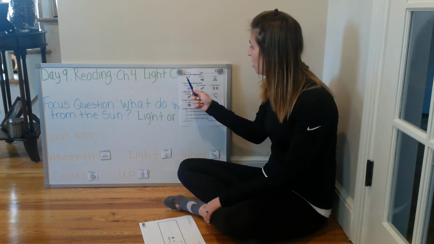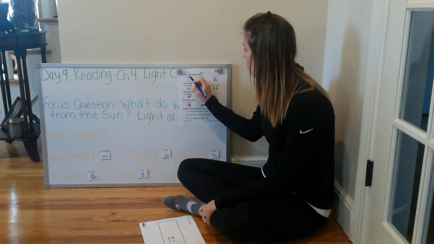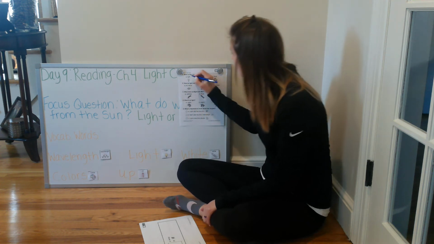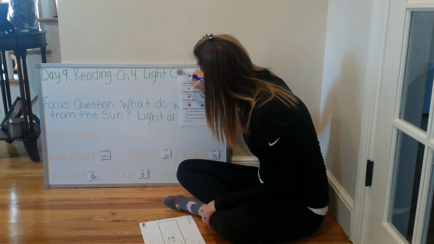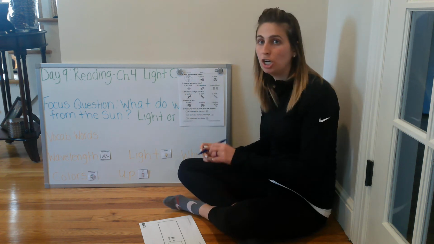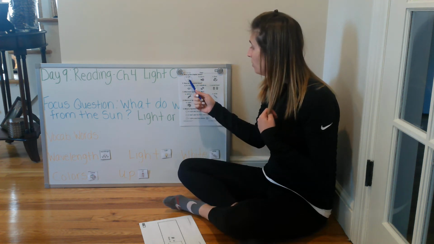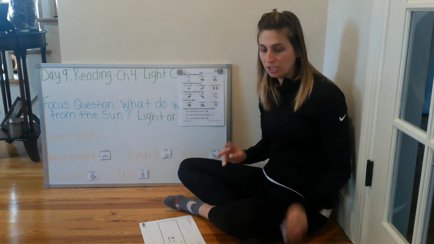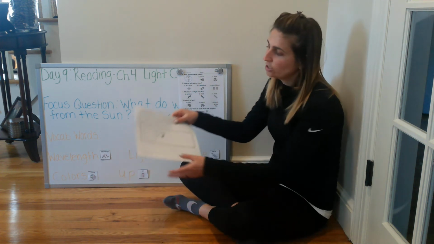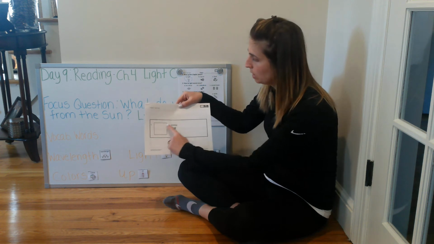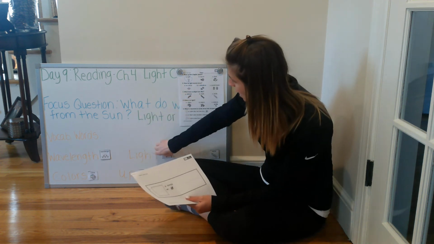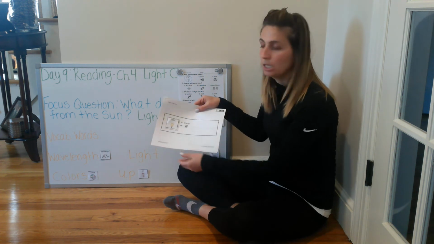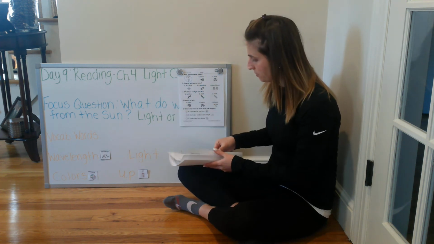So question number 1 for the multiple choice. What is this chapter about? Light, sound, or food? The correct answer is light. So making sure that if you got that correct, you're going to put a check. If you got it wrong, you're going to correct your answer. Question number 1 for the fill-ins. Blank is energy, and the correct answer is light. Light is energy.